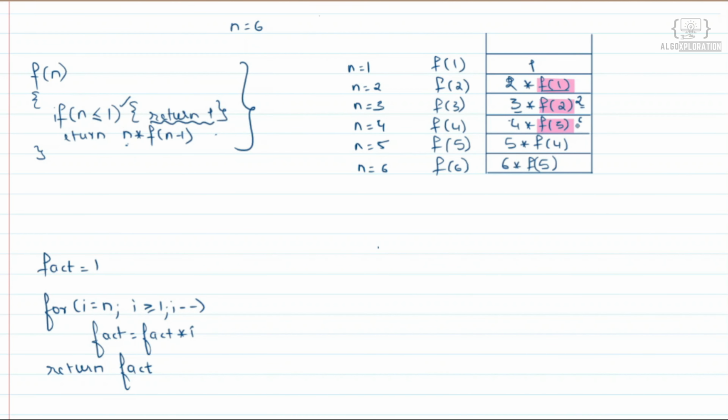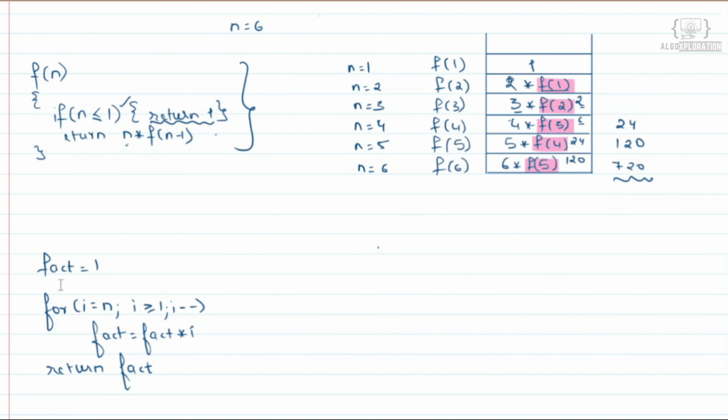Now 4 into 6 will be 24. So f of 4 will return 24. Now 5 into 24 is 120. So f of 5 will return 120. Now 6 into 120 is 720. So we get f of 6 as 720. So this will be written finally.